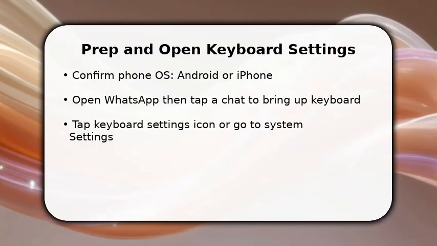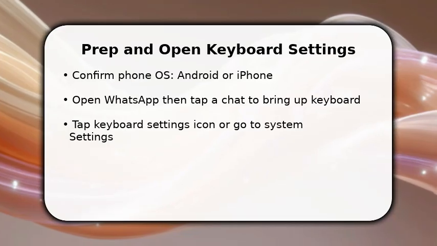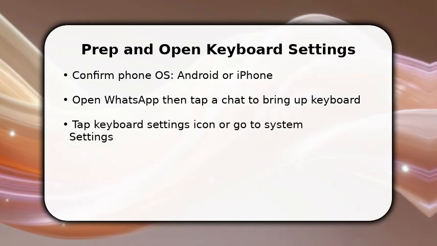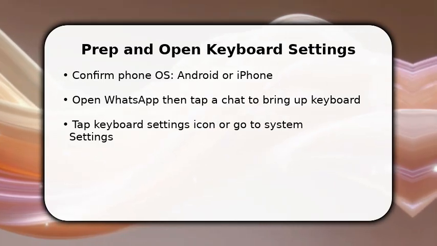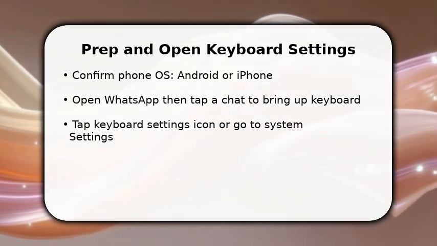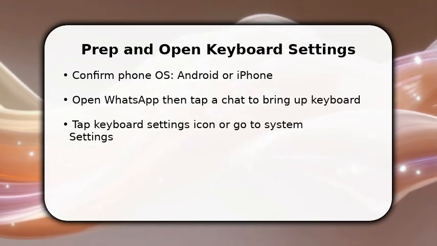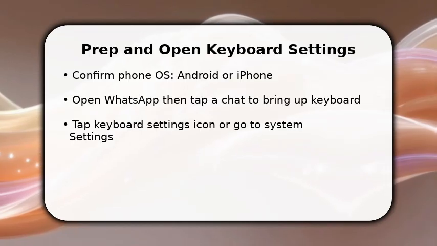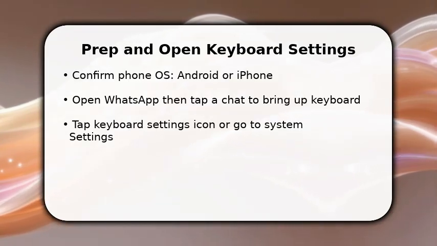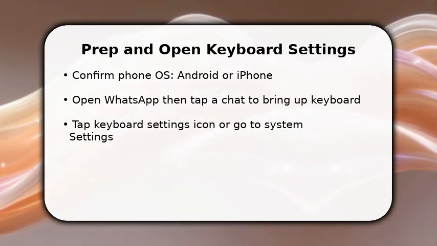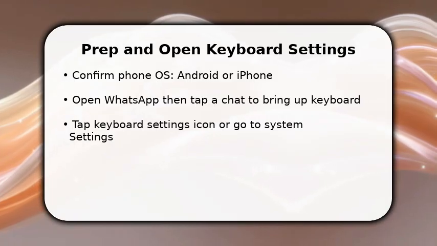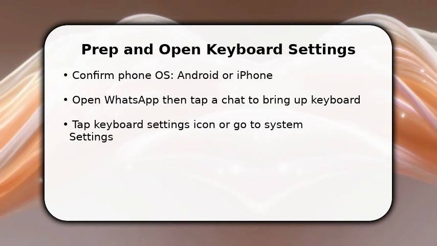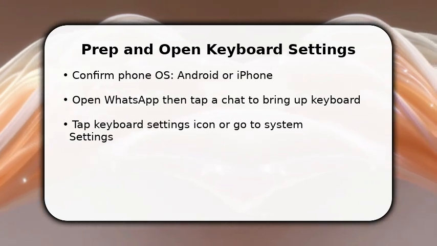You start by making sure your phone OS is known, Android or iPhone, because steps diverge. Once you open a chat in WhatsApp, bring up the keyboard to access its settings. Some keyboards show a gear icon, others require long press on the comma or globe key. If you prefer, exit WhatsApp and open System Settings, then Language and Input on Android, or Settings, then General, then Keyboard on iPhone. These initial actions get you straight into the keyboard controls you'll change next.